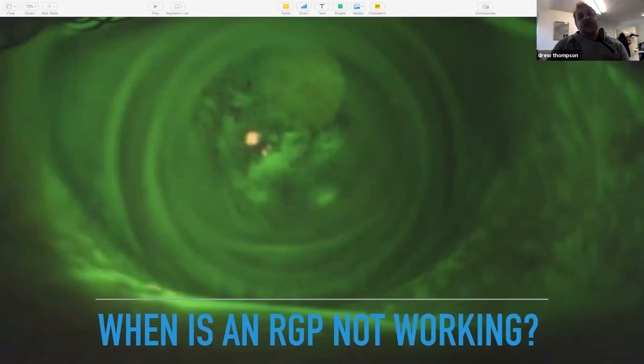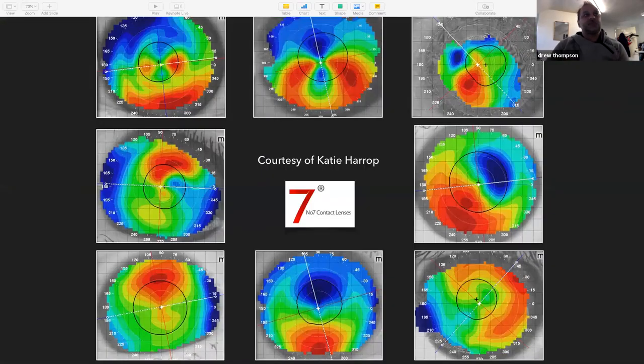So when do we think an RGP isn't working? Well, these are topographies, courtesy of Number 7 Contact Lenses, which are an RGP rigid gas permeable lens manufacturer in the UK. These are all various different types of corneal topography. Some post-surgical, there's a PMD there at the top in the middle. You've got some superior cone keratoconics down there at the bottom left. You've got a post-surgical bottom right. You've got Terrien's at 3 o'clock.